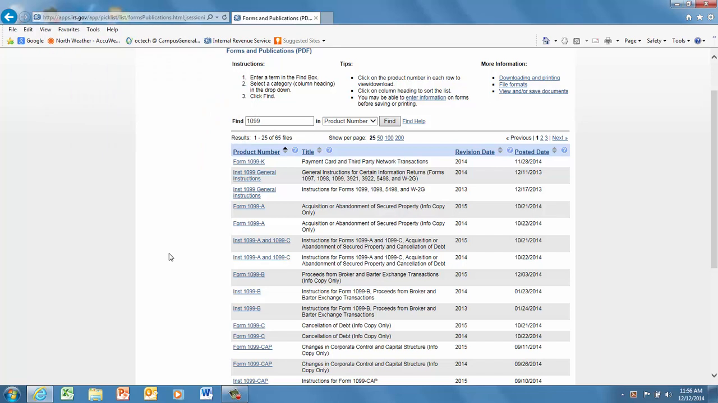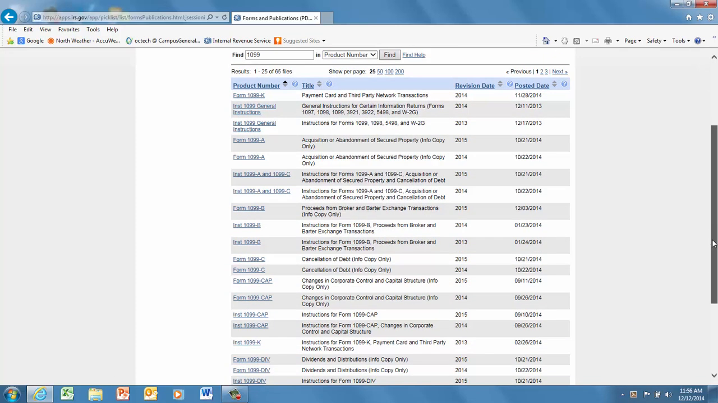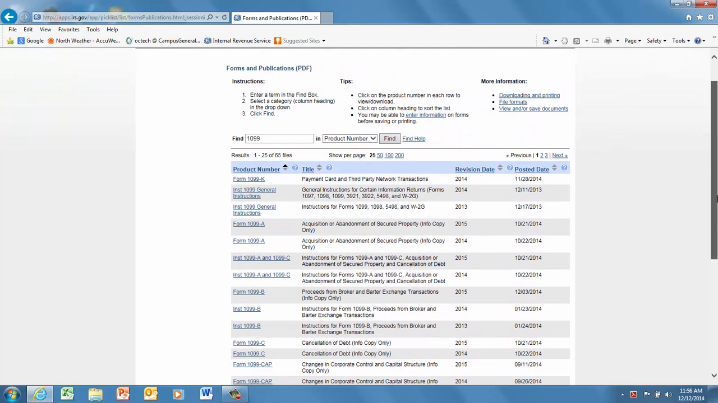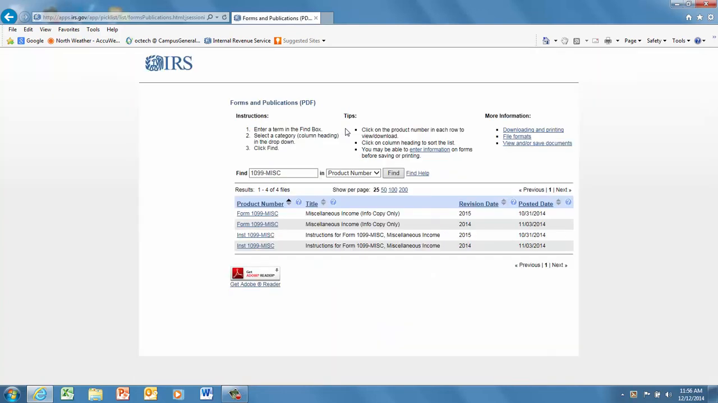Here we are back at the IRS website, and we're going to fill out a 1099 that you would do for an independent contractor. As you can see, when I put 1099 into the search box, there's all different kinds of 1099s. So you have to know what kind you need for whatever it is that you're going to do. The one that we're going to be concerned with is called a 1099 MISC, for miscellaneous.